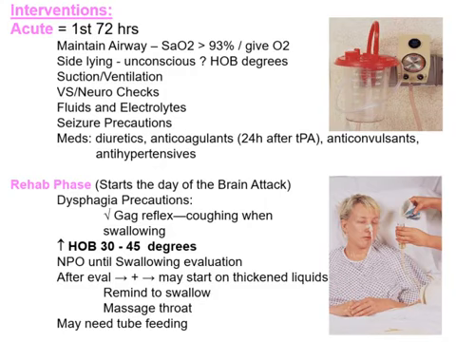So interventions. So in the acute phase, which is in the first 72 hours, ABCs. So airway is going to be very important. Keeping that pulse ox up, giving O2, keeping that head of bed up, helping with their airway. Do we need a suction or breathe for them? Vital signs and neuro checks. We need to monitor their fluid and electrolytes.